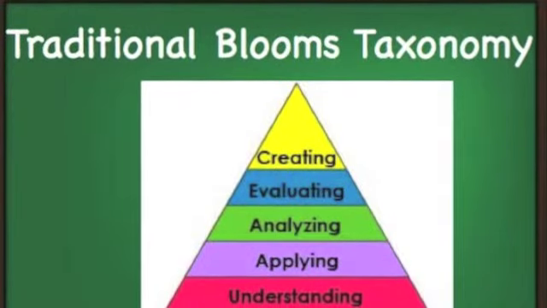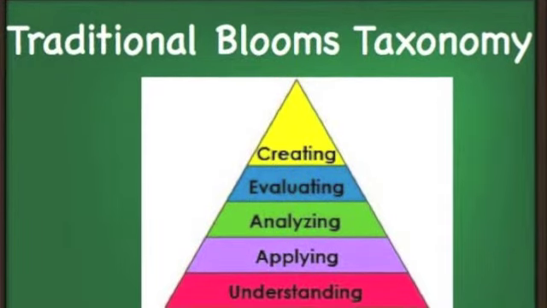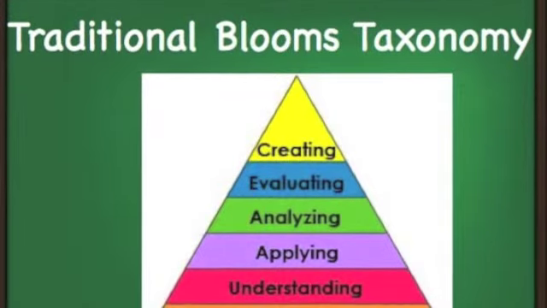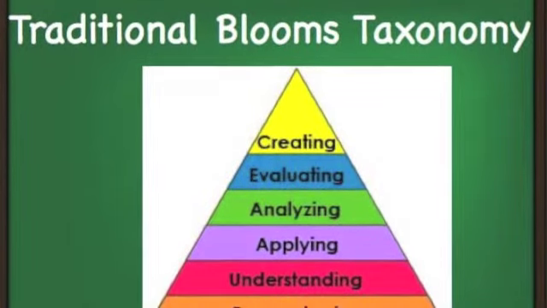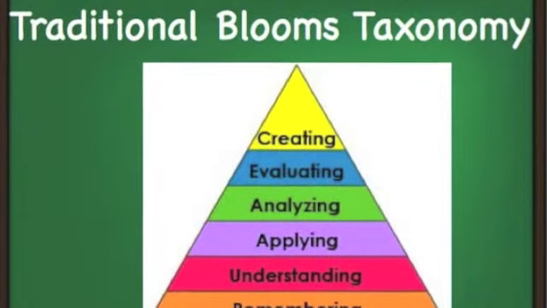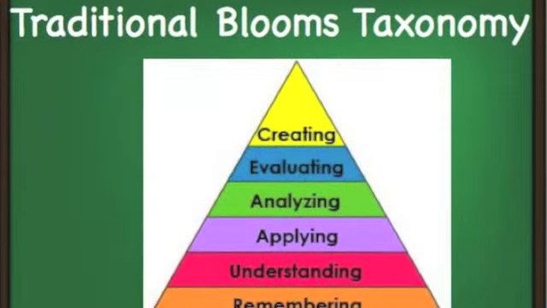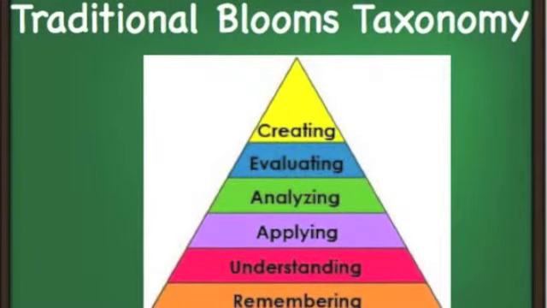Remembering and understanding are the lower two levels of Bloom's taxonomy and are often referred to as lower level thinking skills. That's because students aren't necessarily required to use as much creative and critical thinking. Even though they're at the bottom of the pyramid, that doesn't mean they aren't important.